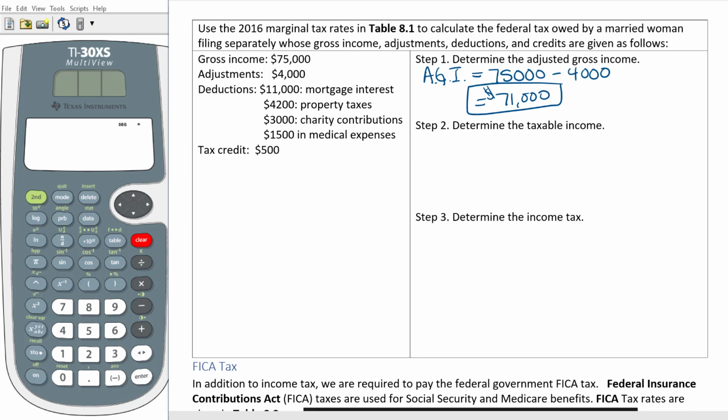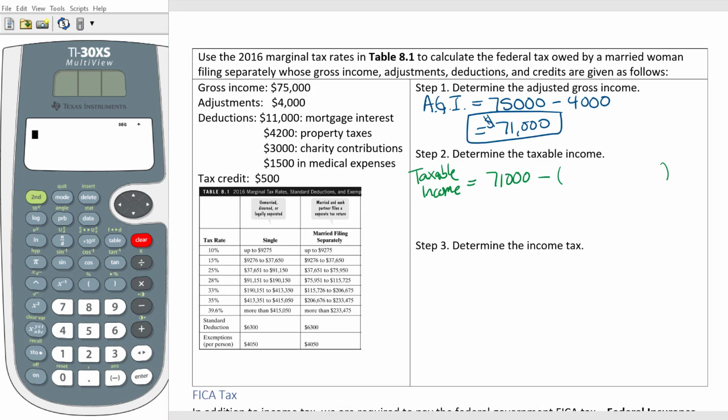Next, we're going to determine the taxable income. So for the taxable income, I'm going to take the adjusted gross income, which is $71,000 from above, and I'm going to subtract any exemptions and deductions. I went ahead and copied the table in here because this woman is married but filing separately. We have the second column that we're working with right here. Those are the numbers that we're going to use when we're trying to find her taxable income and then also her income tax.